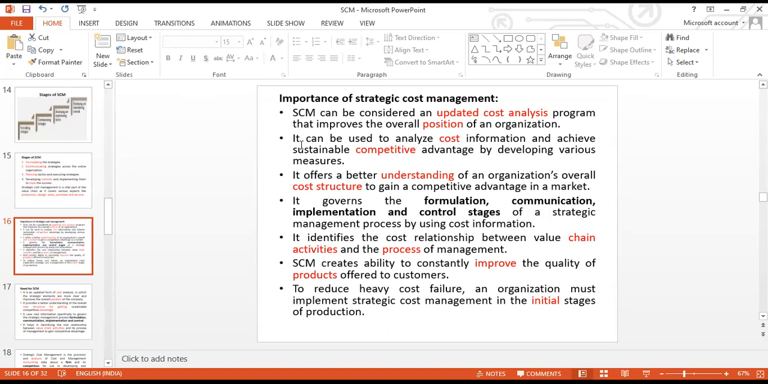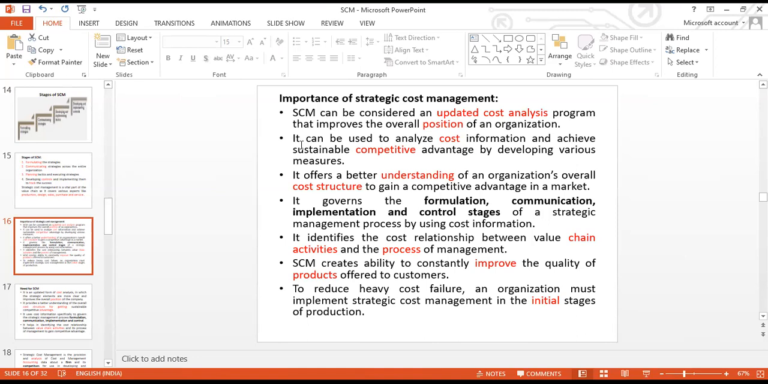Getting this? So you have to find that competitive advantage. And strategic cost management will help to find out this competitive advantage. Strategic cost management. So we are just studying the importance. Why is strategic cost management important nowadays?